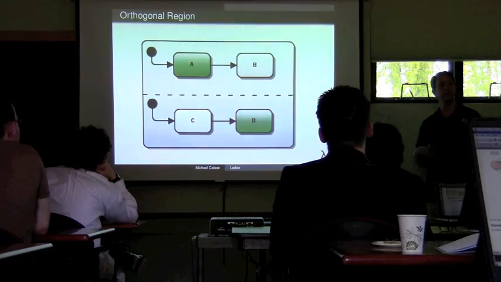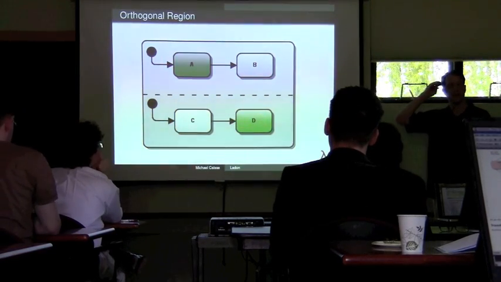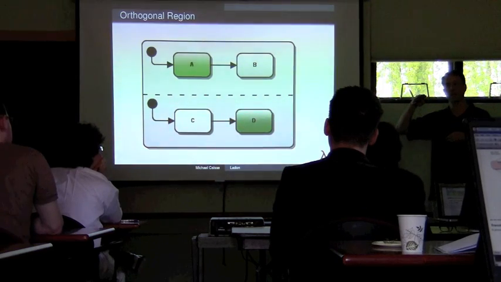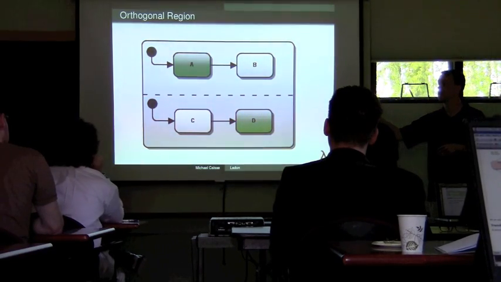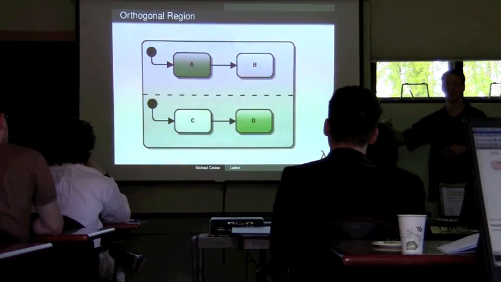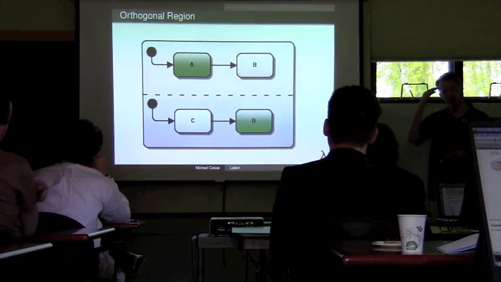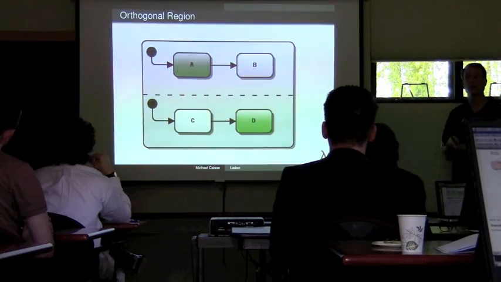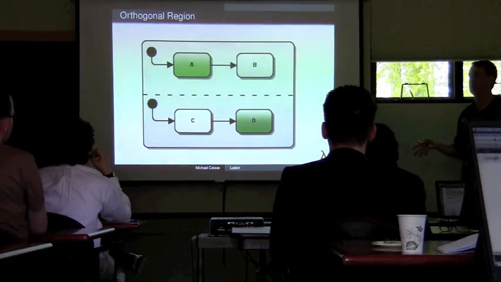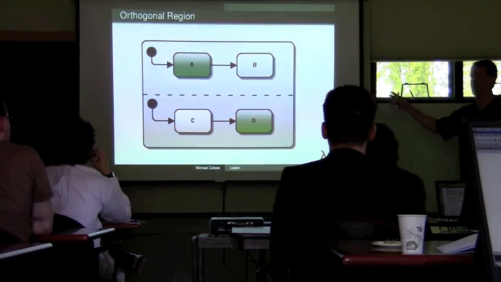And so what people end up doing a lot of times is they use these orthogonal regions in such a way that they're trying to create the concept of parallel state machines. These are machines that are doing things at the same time. So conceptually, they start thinking about it that way. Don't do that. If you want a distributed state machine and you want different state machines that are working with each other, do that. Don't use orthogonal regions.